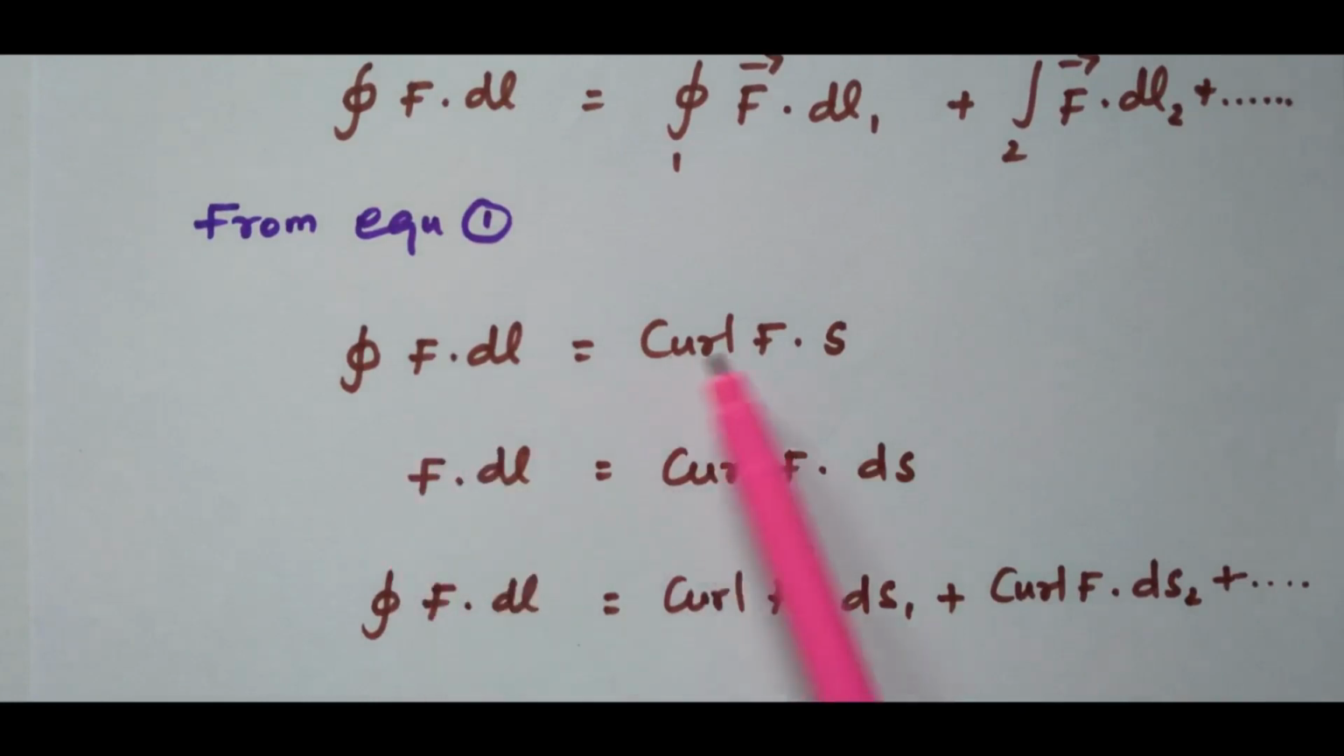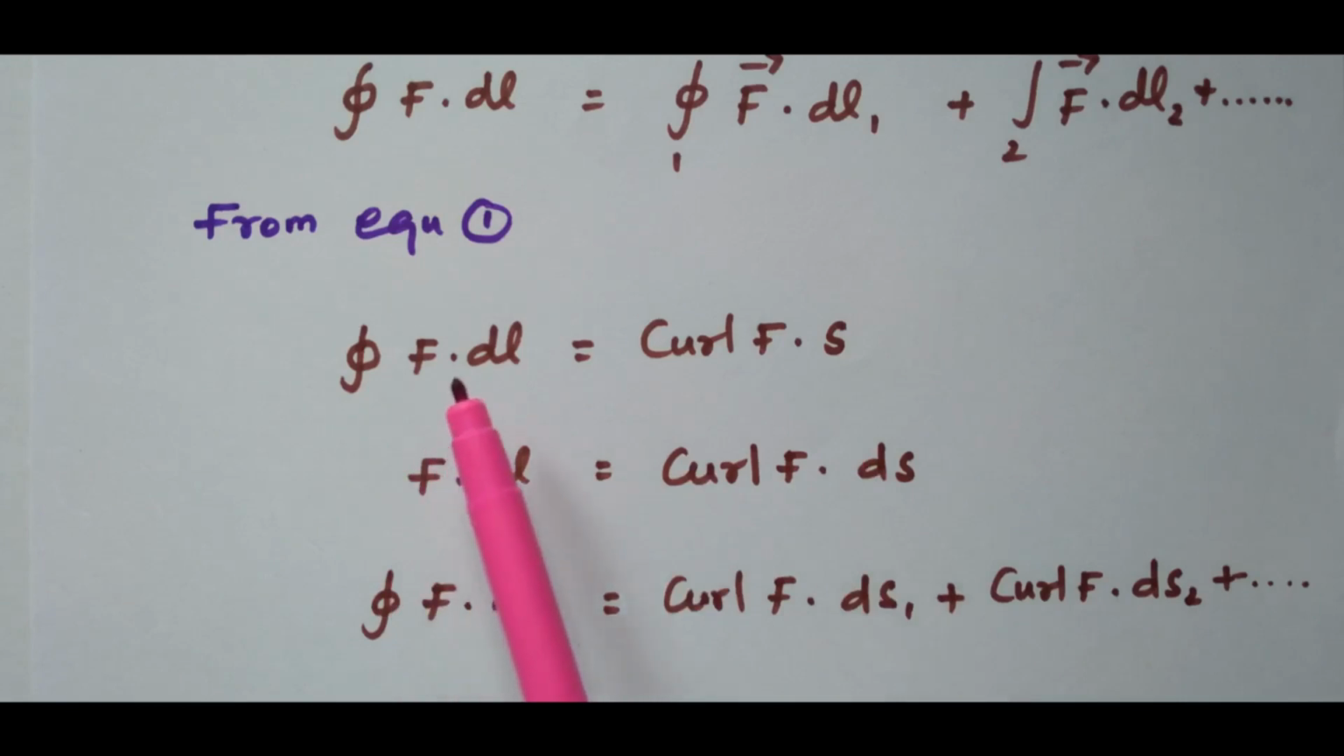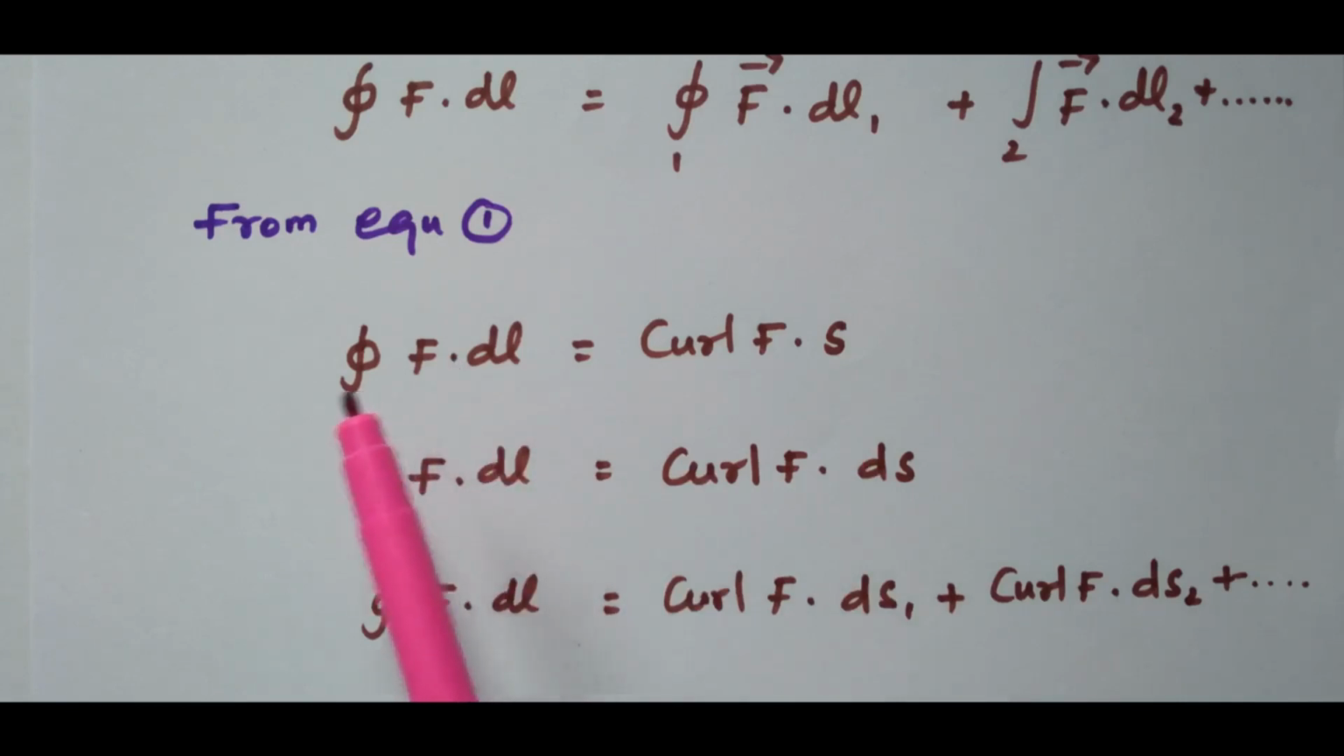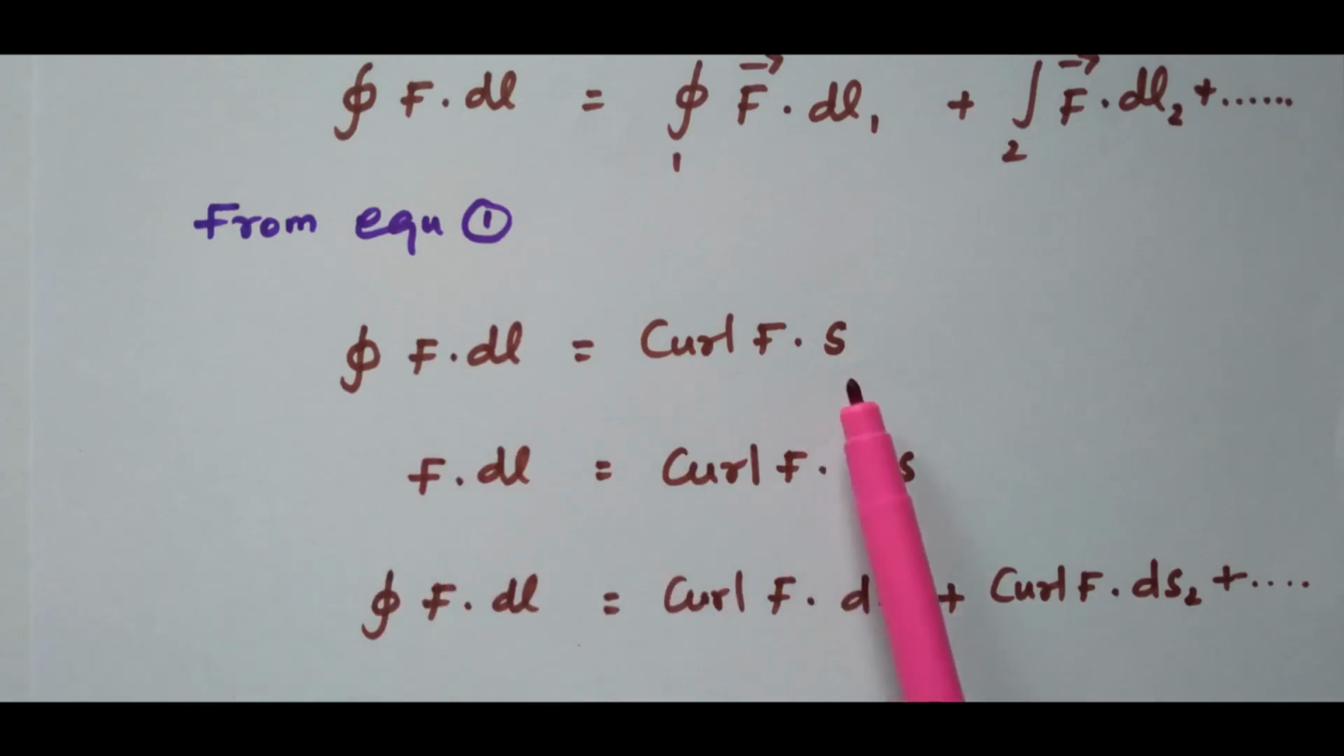By differentiating on both sides, this integral becomes the closed loop integral of F dot dl. While differentiating this side, we get curl of F dot ds. One integral is already there, and while differentiating it becomes the loop integral; differentiating this element gives ds. So now we can replace F dot dl with curl of F into ds.